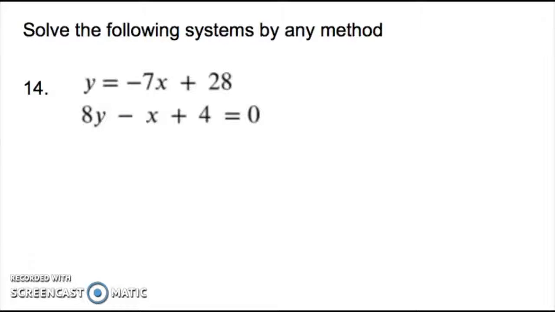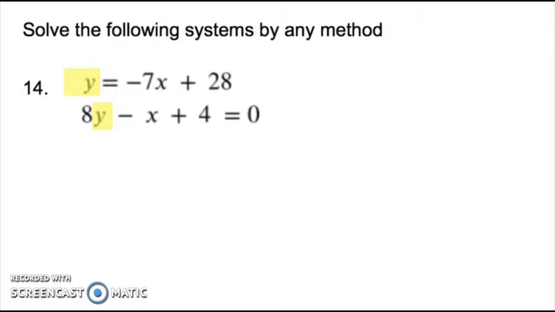Okay, so it says to solve the system by any method. So I could either use substitution, elimination, whichever method you'd like to use. I'm going to solve this one by substitution, and I'm doing that because I see one of these is already solved for a letter. So I notice that this is solved for y.